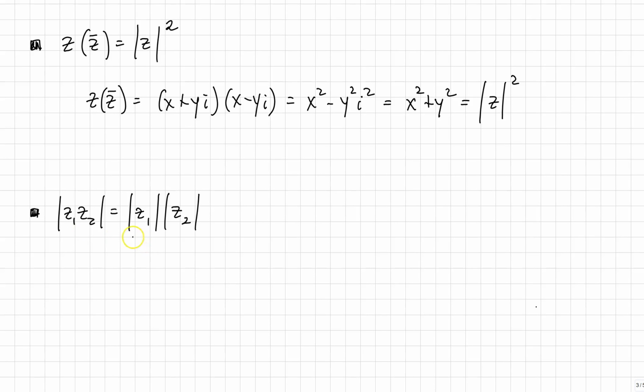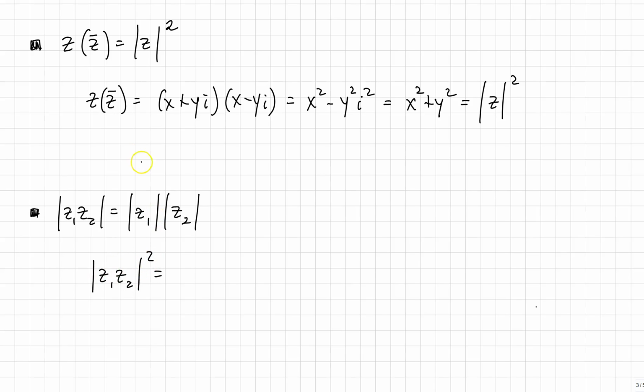Now this next property states that the modulus of a product is the same as the product of the two moduli. So in other words, you can multiply the two complex numbers together and then find the modulus, or you can find their moduli separately and then multiply those together. So again, to see a quick proof, let's consider the left side squared.